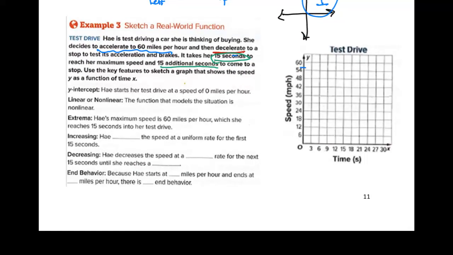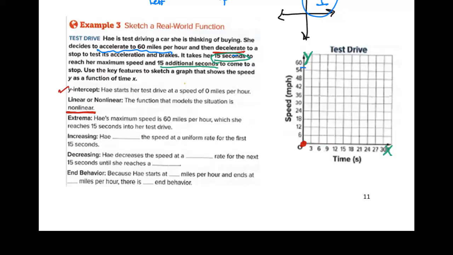Okay, so y-intercept. This is my y-axis right here. Here's your x-axis, all right? Hay starts her test ride at a speed of 0 miles per hour. 0 miles per hour means she's starting right there in that lower left-hand corner. Okay? So we did this one. Linear or nonlinear? The function that models the situation is nonlinear. So it's not going to be a straight line for the entire thing.